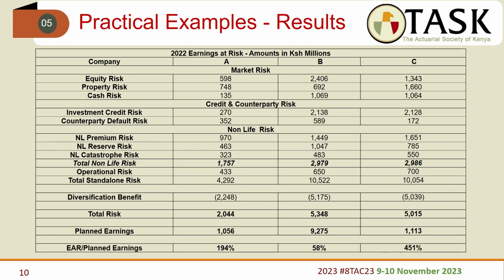And then we go to company A. Company A, total risk is about 2B, and their planned earnings were 1B. So the earnings at risk is 194%. What we're seeing with company A is that the total risk is much lower than that of the other companies, and as expected, the equity and property risk is much lower than company B and C. Then their planned earnings are not as high as company B, so maybe they could have actually gotten some benefit from investing in more equities. However, their earnings are much less volatile.